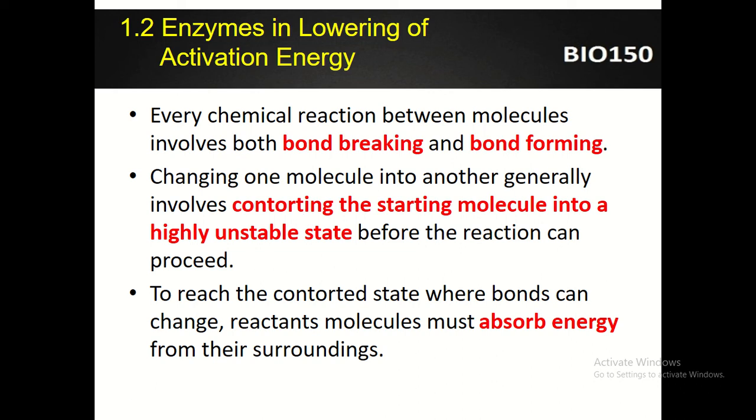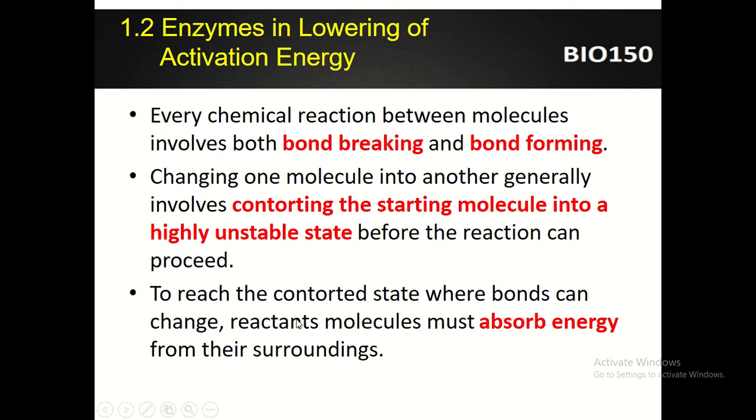Contorting means destabilizing the starting molecule, which is referred to as the substrate, into a highly unstable state before the reaction can proceed. Meaning to say that in order to convert a substrate into a product, we have to make the substrate become unstable so that the bond is easy to break and later a new bond will form, producing a new product.